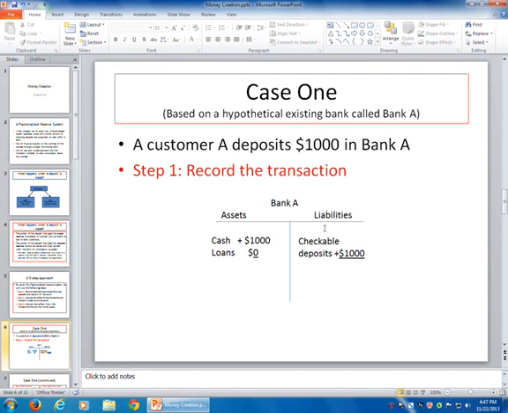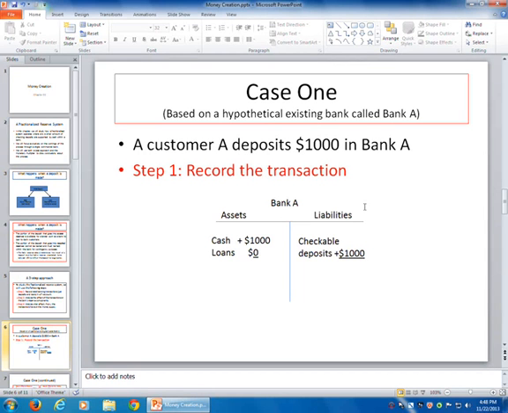If you notice, the T account looks like a giant T. On one side you have assets, on the other side you have liabilities. For the purpose of this process, the only assets I'm concerned about are cash and loans. On the liability side, the only liability I'm concerned about is checkable deposits. Checkable deposits are a liability because it's not the bank's money, it's the customer's money. So the bank is liable to the customer for the amount he or she places in their checking deposit.